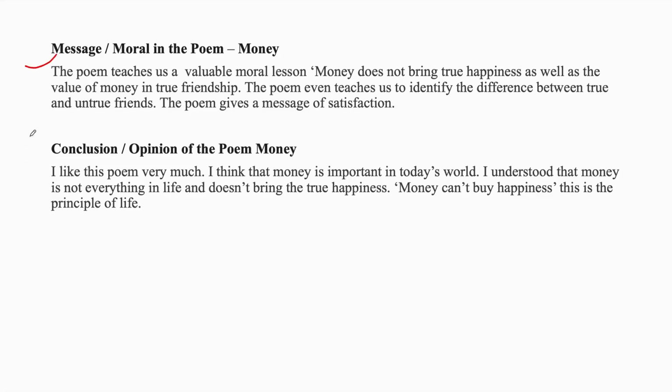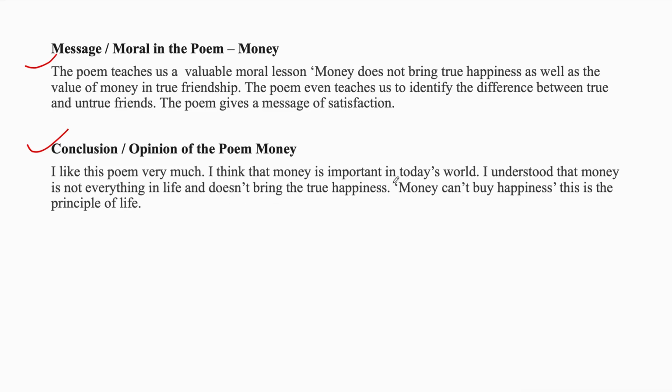Now conclusion, opinion of the poem Money. Now over here you need to write your opinion, students. Okay, whatever is your true opinion you can write over here. I like the poem very much. I think that money is important in today's world. I understood that money is not everything in life and doesn't bring true happiness.